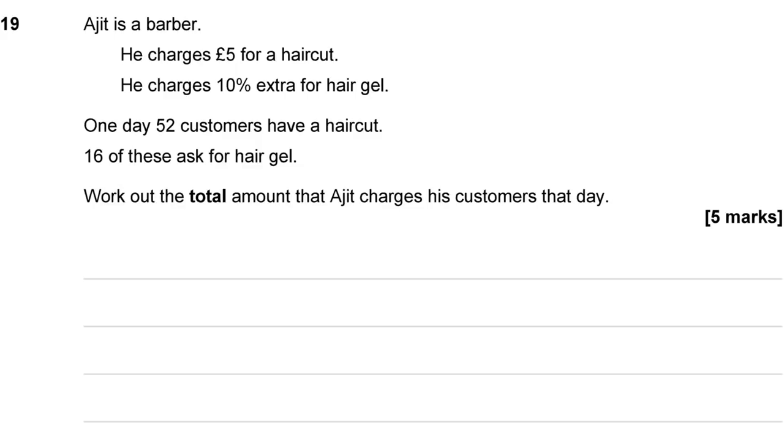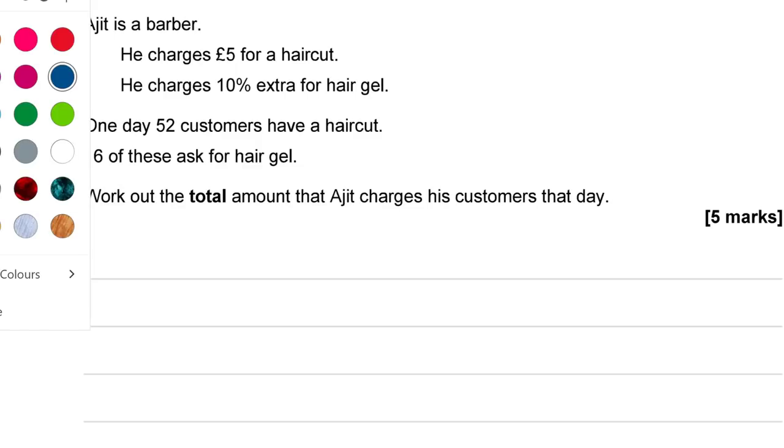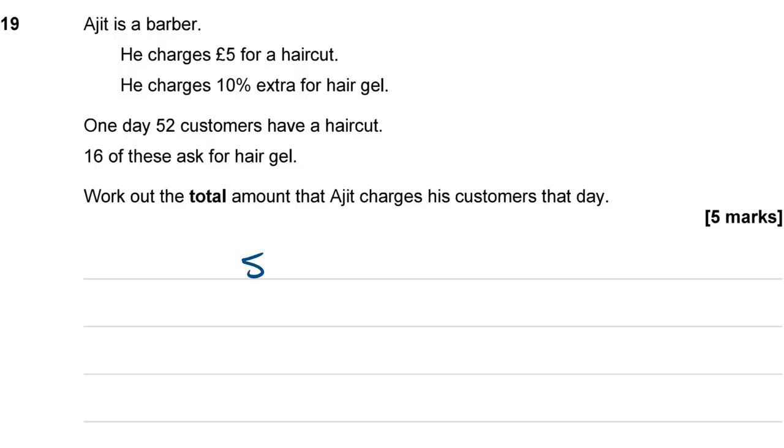Okay, so he's charging £5 for each of those 52 customers, isn't he? So if we work out 5 times 52, so 52 customers and £5 each. Multiplying by 5, I just use the fact that 5 is half of 10. So I can multiply it through by 10 and halve it, or halve it and multiply it through by 10 is even easier. So half of 52 is 26, and times by 10 is 260. Okay, so he's going to get £260 for all the haircuts.